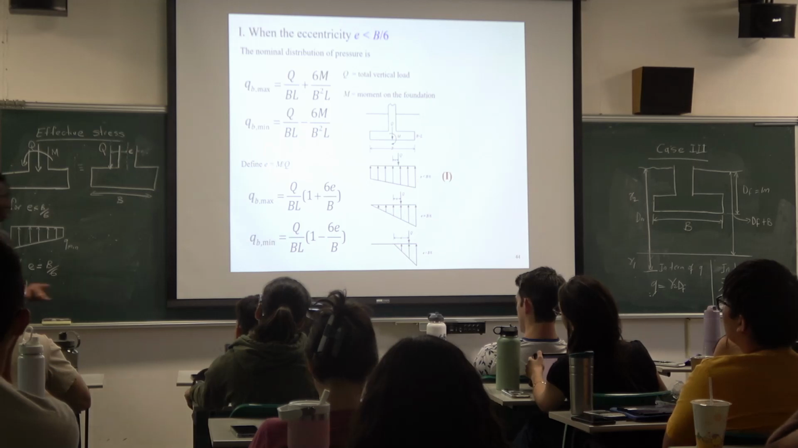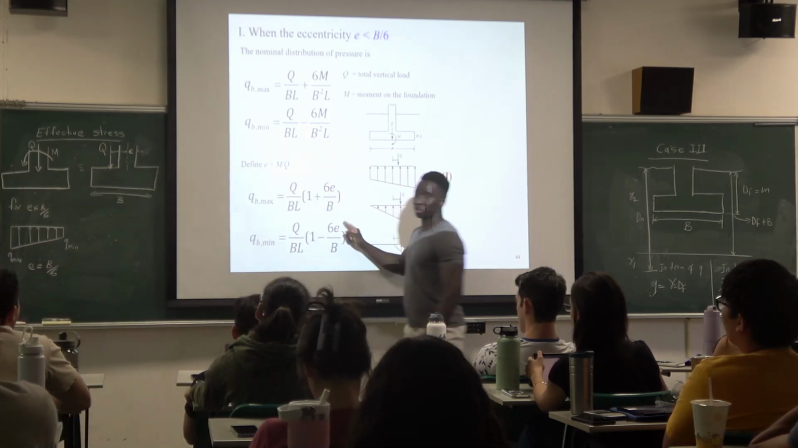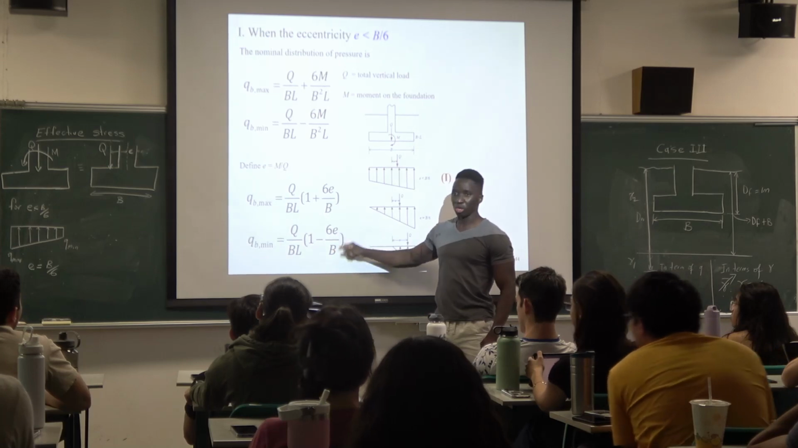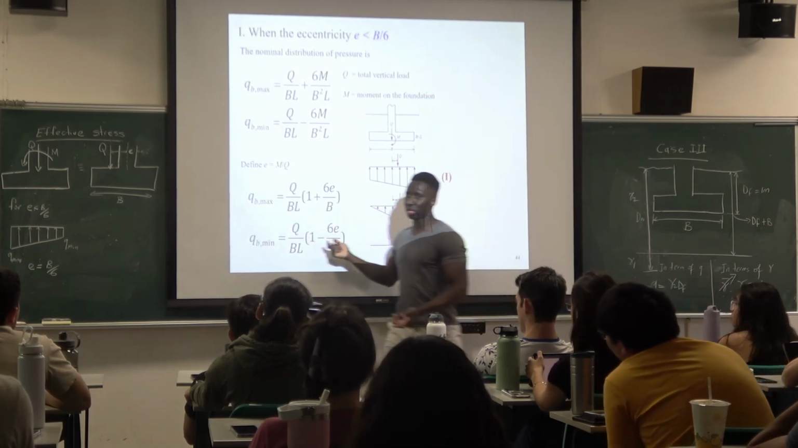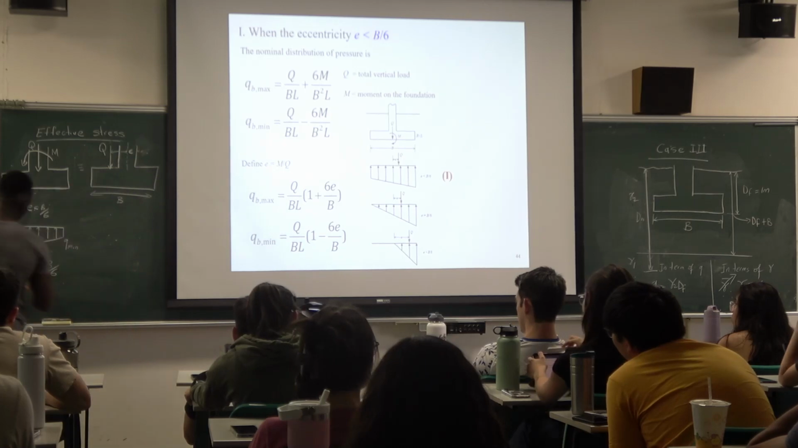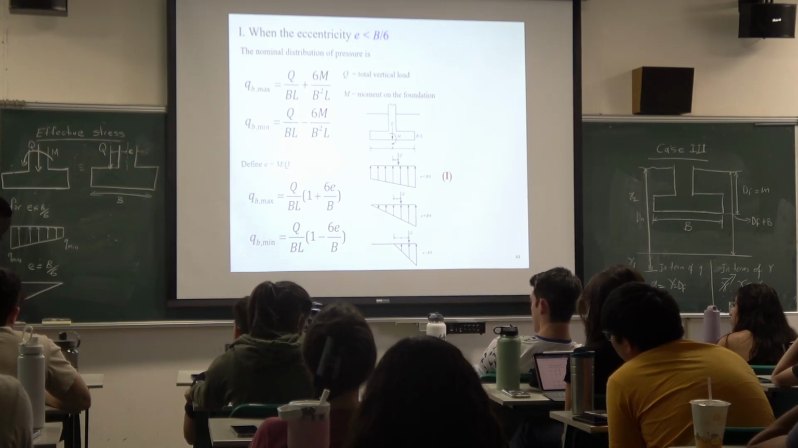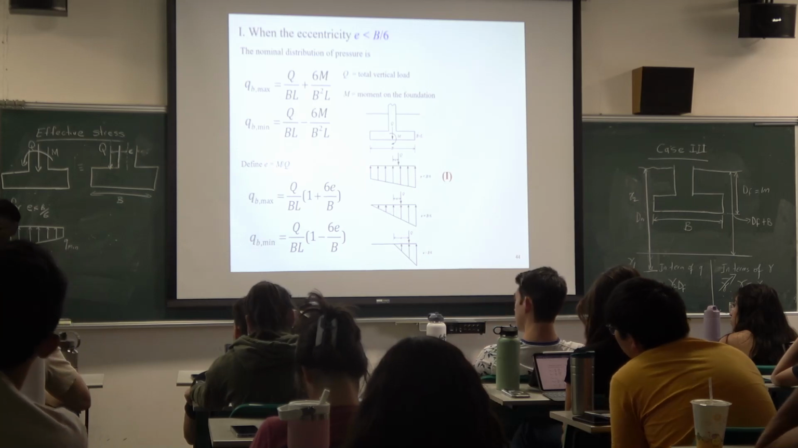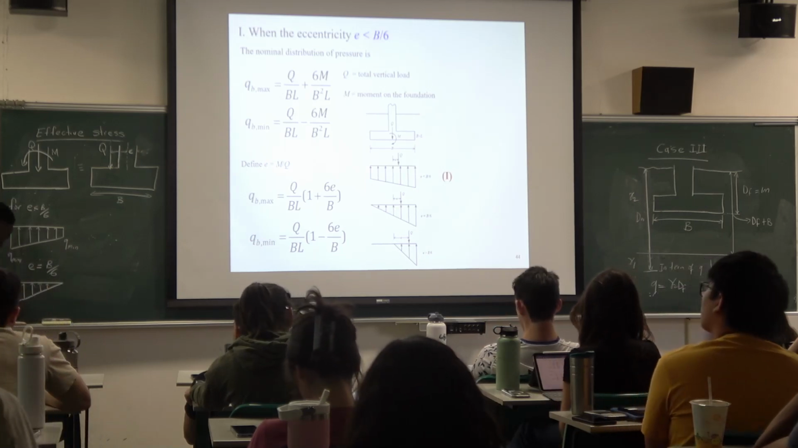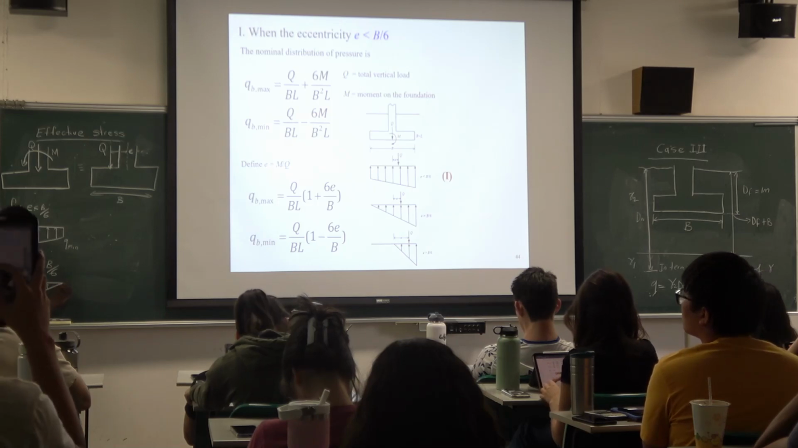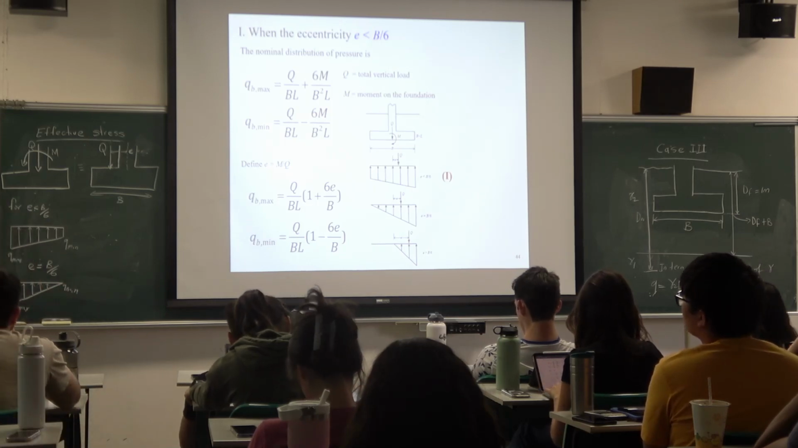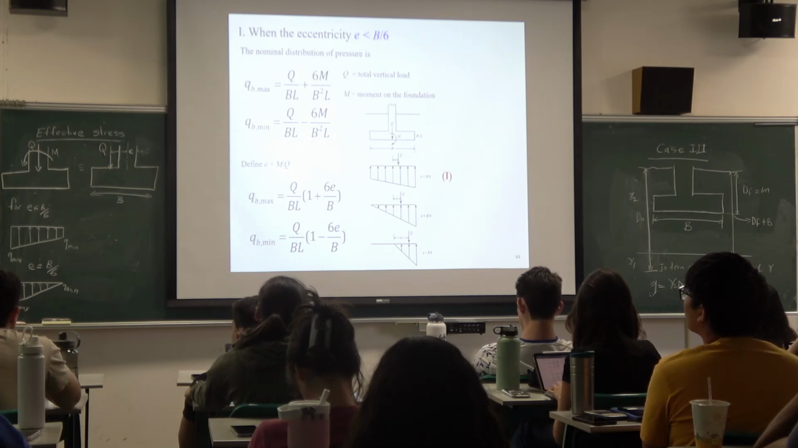Zero, right? Because now that this E, you substitute B over 6. So this becomes 1, and this is 1. So it's 0. So for that type of problem, when eccentricity is B over 6, the distribution is like this. You have Q max and then Q minimum. The minimum will be 0. So they all follow the same formulation.